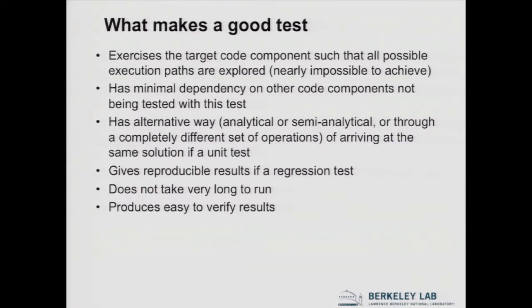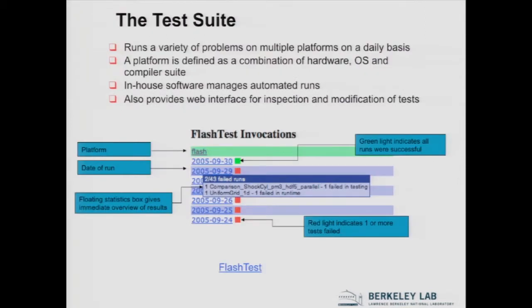So in Flash, we have paid a great deal of attention to this kind of verification process, and there's a full-blown in-house test suite that runs nightly on multiple platforms, and by a platform I mean a particular combination of a compiler suite and the libraries built using that compiler suite, that runs every night and flags errors every night. So this is what a Flash test suite typically looks like. It lists the dates. If there is a green light, it indicates that all the test runs were successful. If it's a red light, it means that at least one test failed.